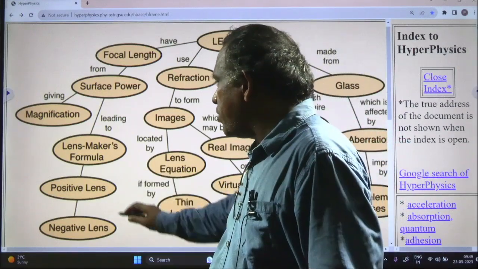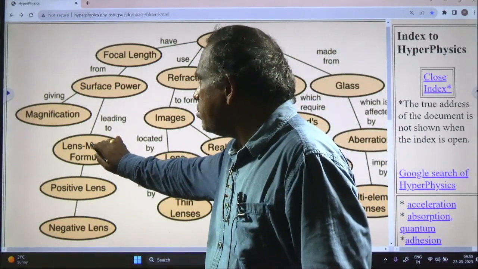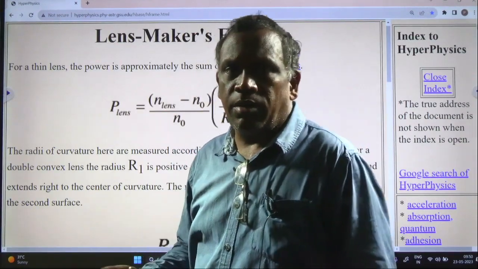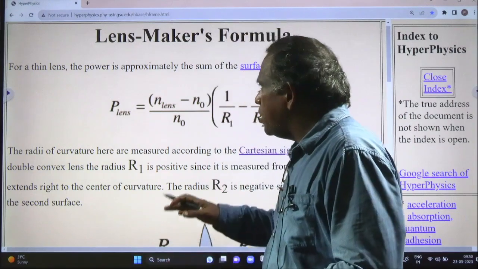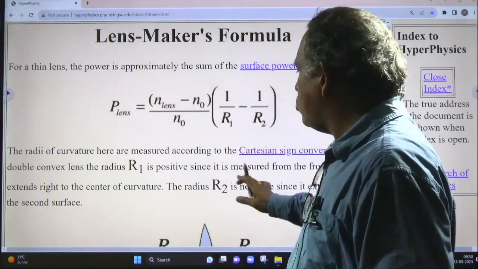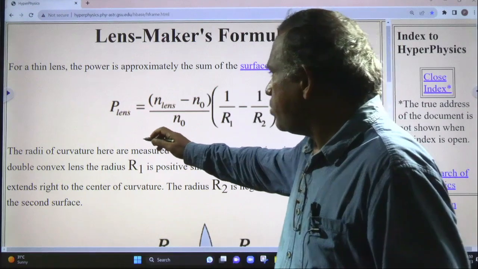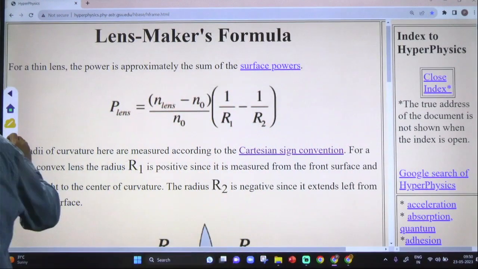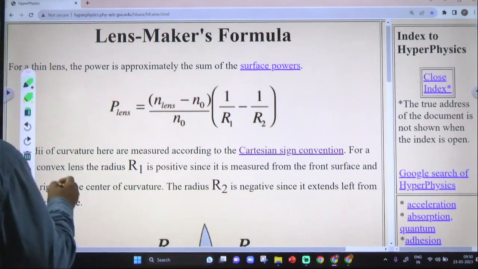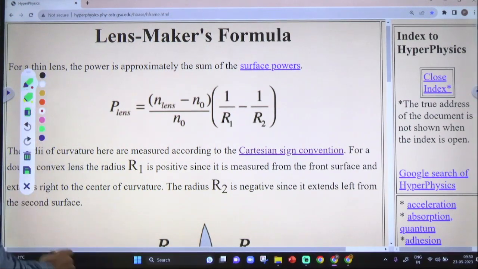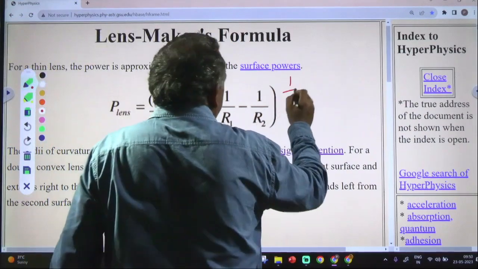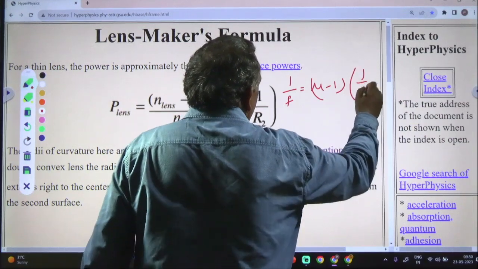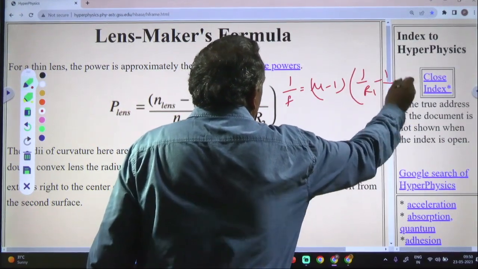Another important one is the lens maker's formula. What is the lens maker's formula? It is for a thin lens. The formula is 1 by f equal to (mu minus 1) into (1 by r1 minus 1 by r2). This is the lens maker's formula.